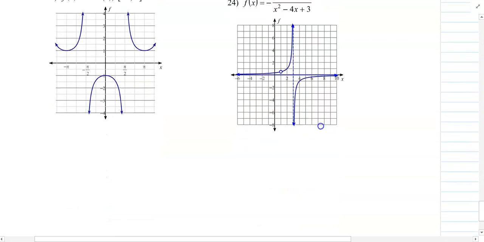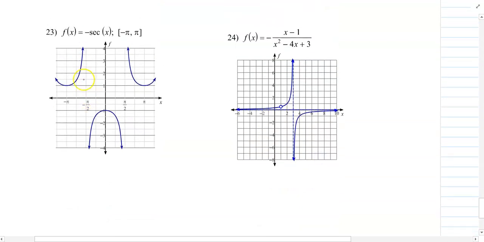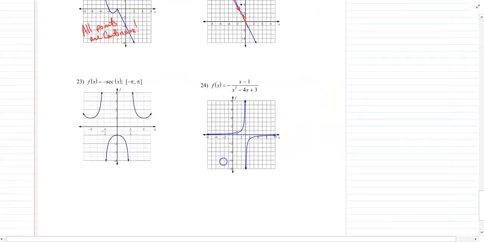So for 23 and 24, I'd ask that you complete that on your own. Hopefully you recognize that in each of these cases there will be 2 x values that produce discontinuities, and I'd like for you to explain why. Tell me which checkpoints they fail, and again, identify both of those.